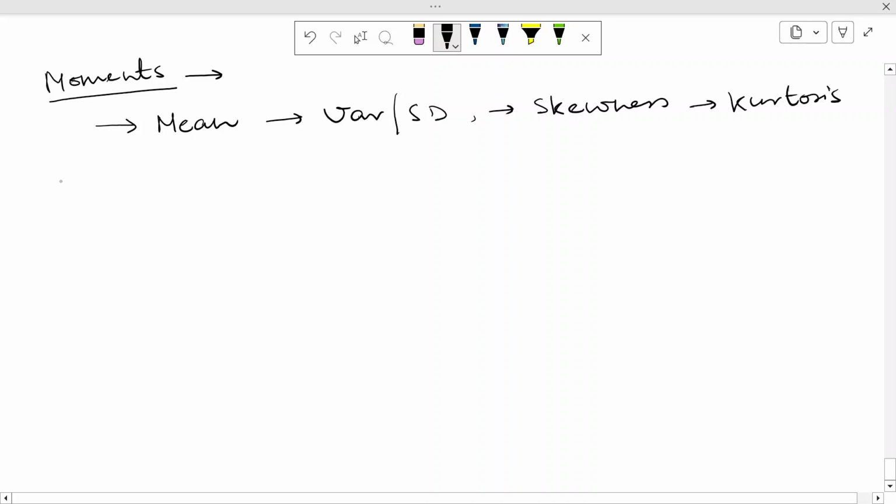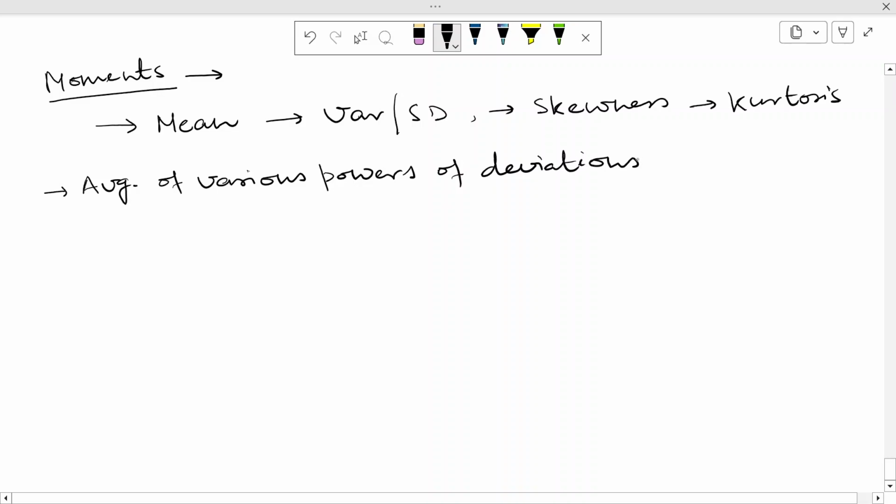So first of all, let us discuss what we mean by moments. Moments are generally defined as the average of various powers of deviations taken from the mean or any other number.